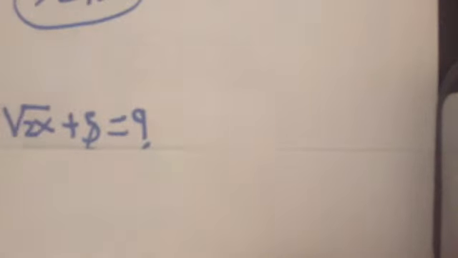Alright, so this one is a little different from the previous problems. We have the square root of 2x plus 5 equals 9. So for this one, we'll want to subtract 5 from both sides, and that will give us 4. Then we'll want to square both sides by 2 to get rid of the square root. So it will be 2x equals 16.